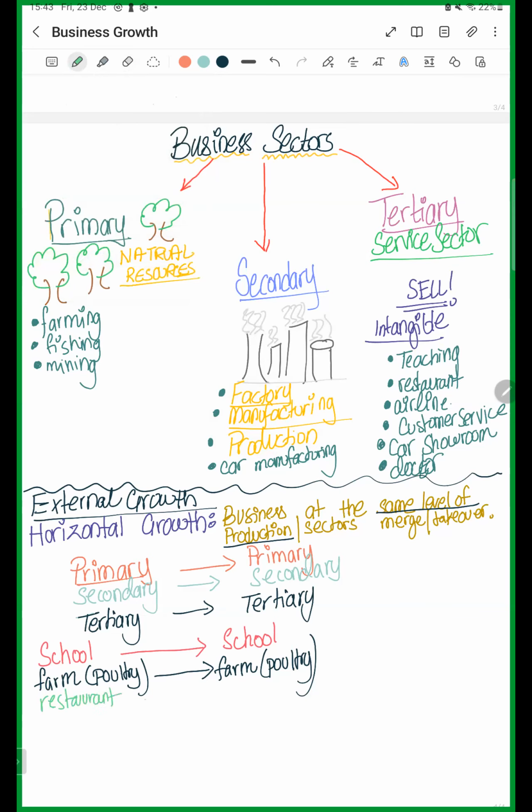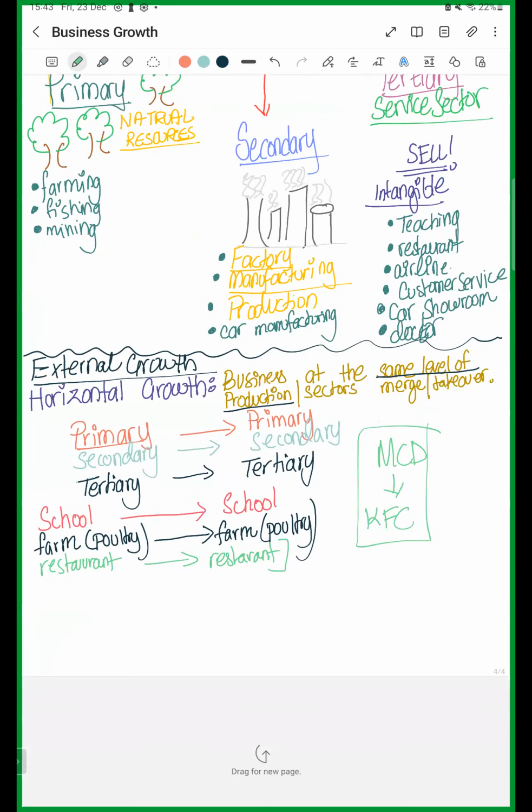Let's say McDonald's and KFC. Same food outlet, same fast food business. Yeah, so it works. McDonald's and KFC, same level of production working together. Horizontal growth, right? Now, what is vertical growth?